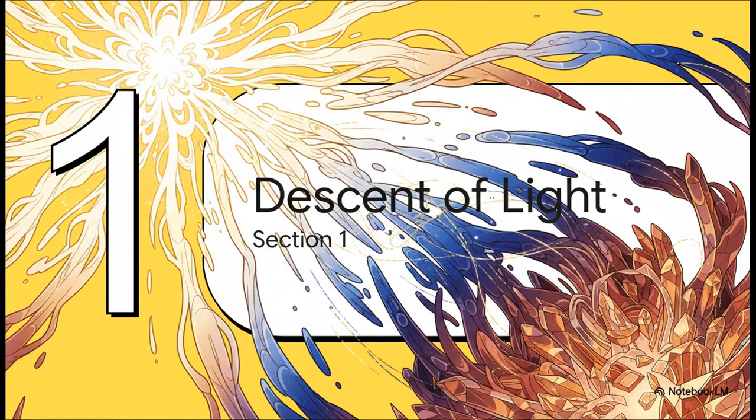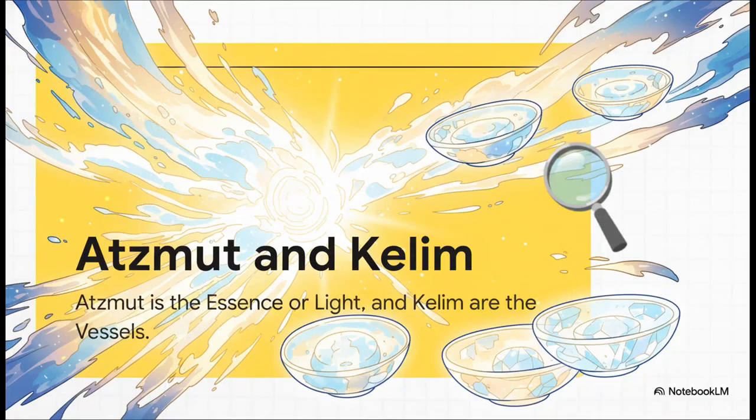Section 1. Descent of the Infinite Light. Before we go a single step further, we need to issue a strict fundamental warning. When we say words like light or descent today, do not, under any circumstances, imagine physical light rays or physical downward motion. Absolutely crucial. There is no space, time, or physical movement in spirituality.